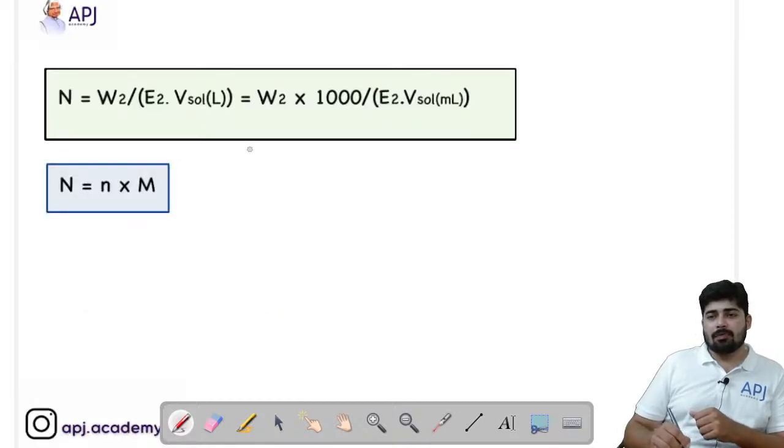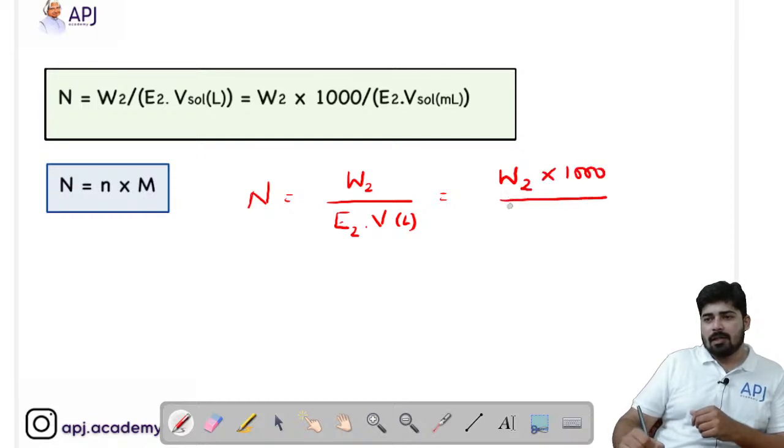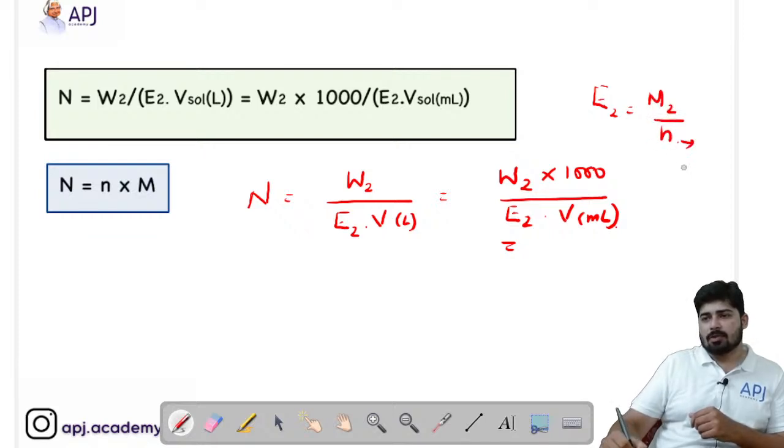Now this equation we have already studied: normality is equal to weight of solute by equivalent weight of solute into volume of solution in liter. If the volume of the solution is given in ml, then you can write it as weight into 1000 divided by equivalent weight into volume in ml. So how to calculate equivalent weight? We have told that equivalent weight is equal to molar mass by valency factor. This is called the valency factor, and we have just learned how to calculate it.